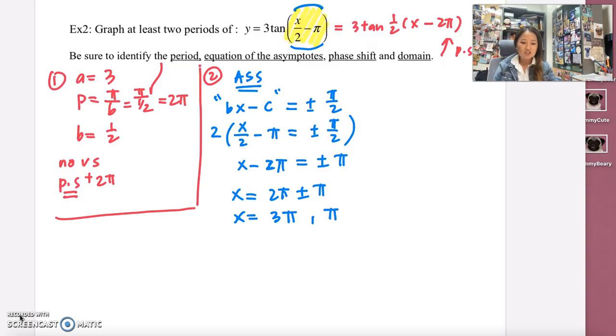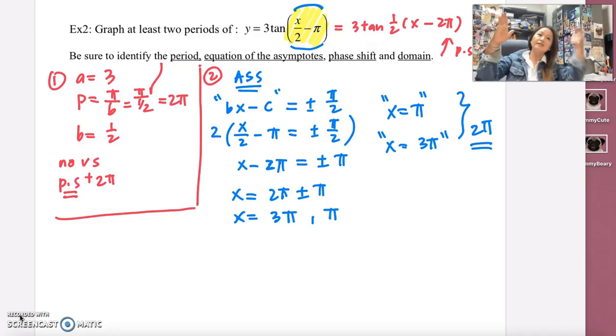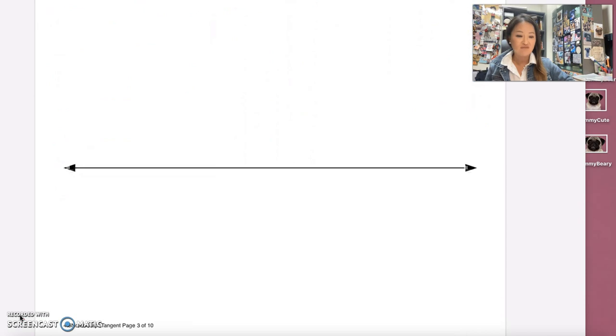What's the distance between x equals pi, my first asymptote, and then x equals 3 pi, my second asymptote? That's 2 pi! Exactly, 2 pi. Sorry, I got too excited there. 2 pi is my period, which is the distance between the first asymptote to the next asymptote. My one cycle will end from pi to 3 pi. So let's start graphing already.